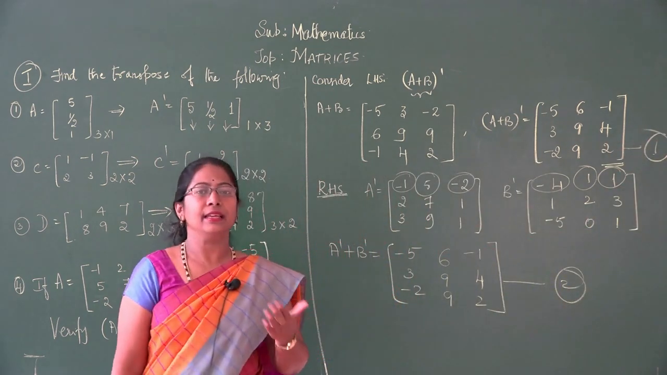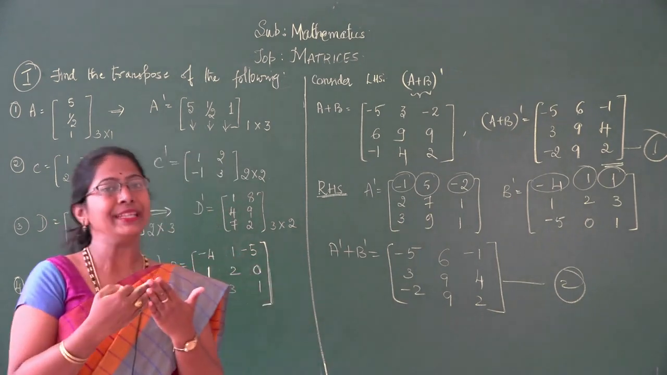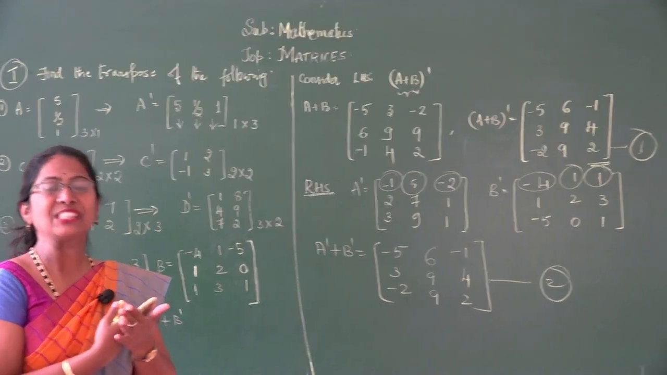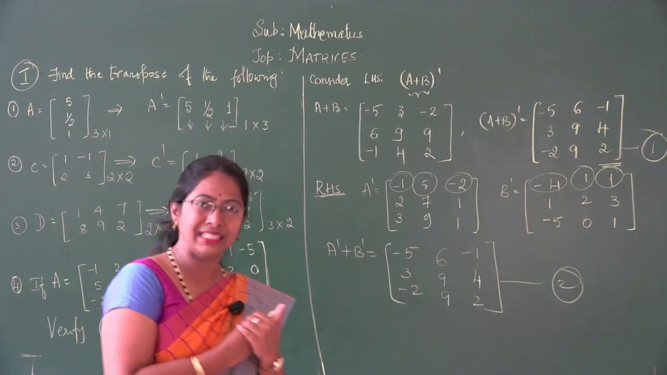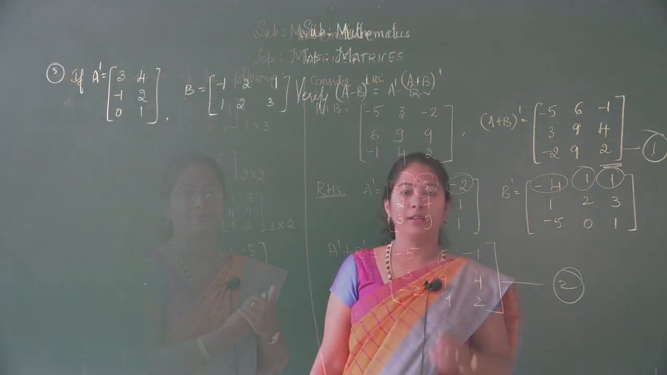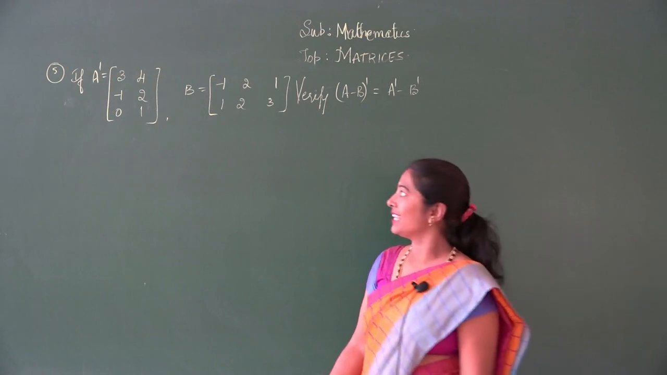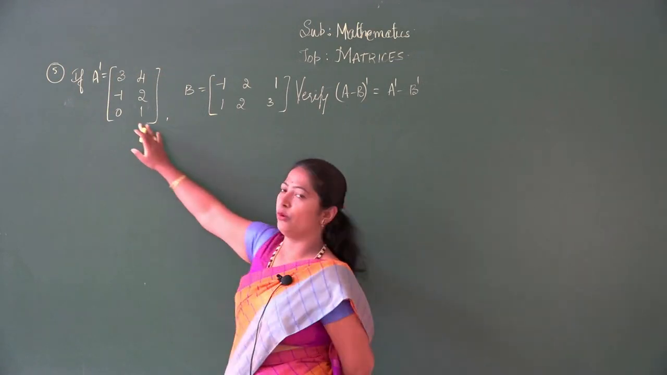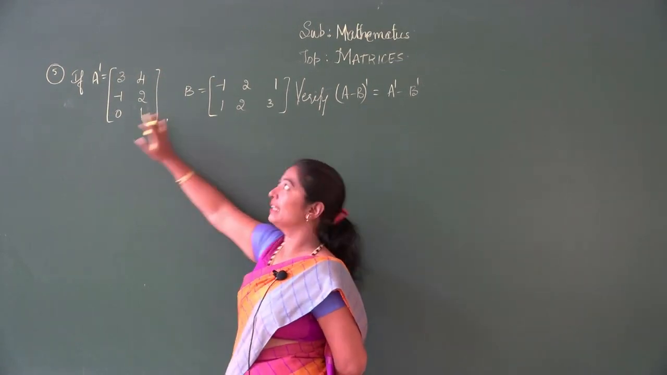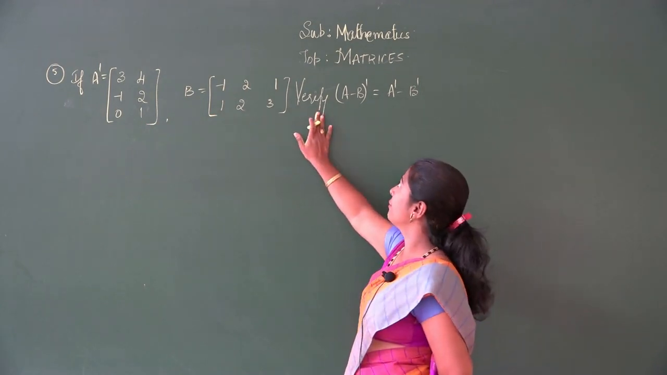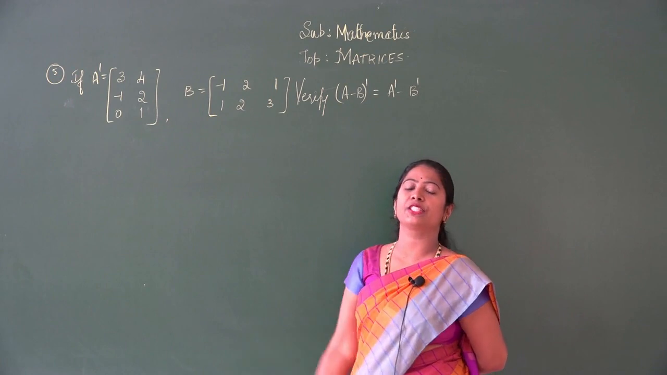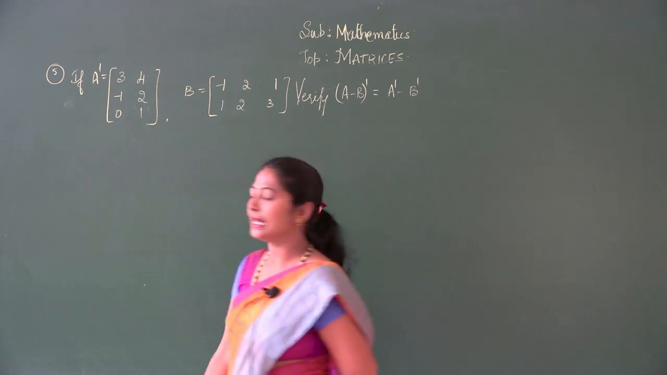We can see equation 1 is equal to equation 2. Hence, we can write (A plus B) dash is equal to A dash plus B dash. Moving on to the next problem we have. If A dash is equal to [3, 4; minus 1, 2; 0, 1] and B equal to [minus 1, 2, 1; 1, 2, 3], verify (A minus B) dash is equal to A dash minus B dash.